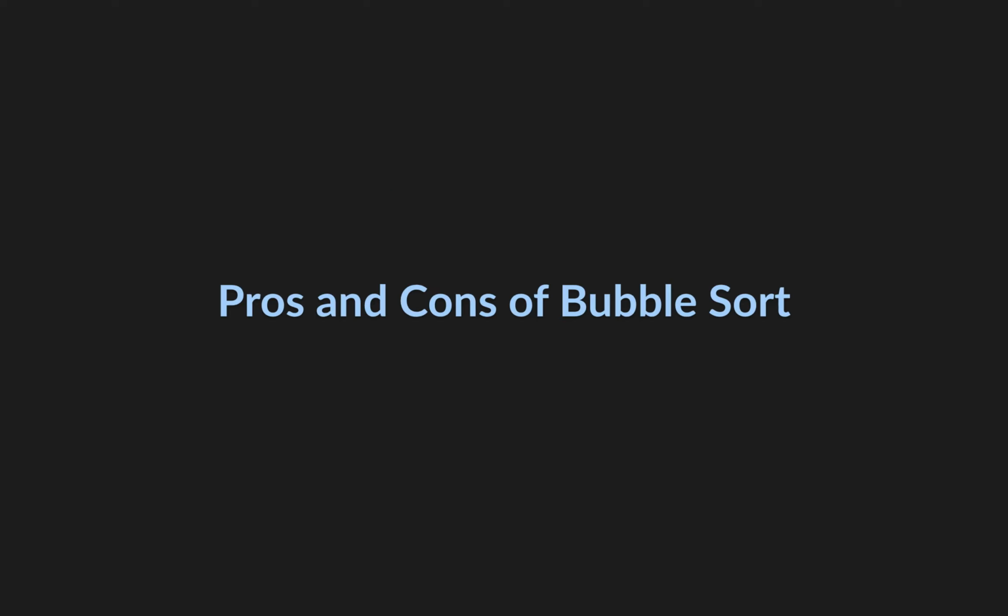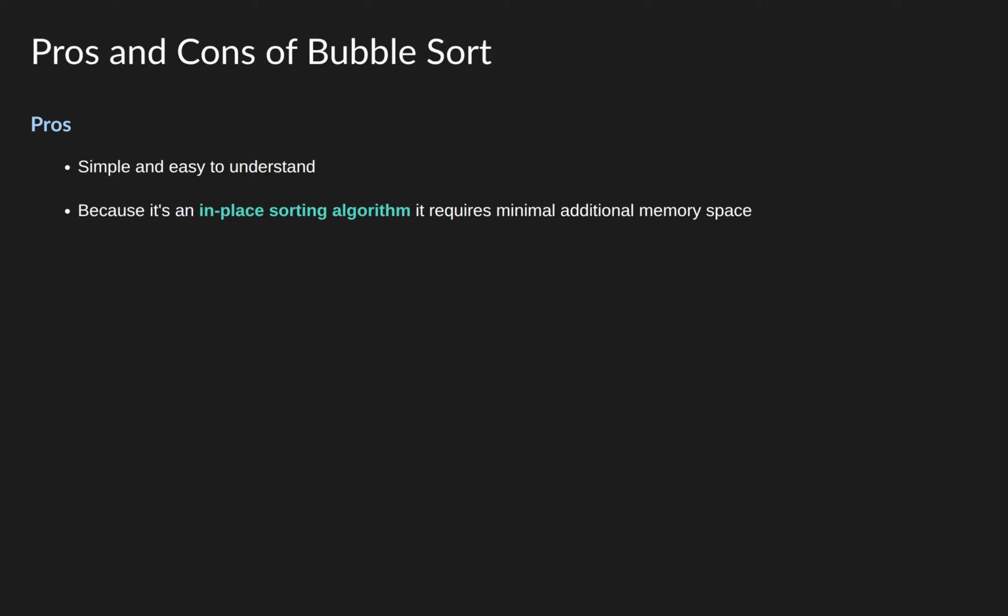Pros and cons of bubble sort. Let's look at the advantages and disadvantages of this sorting algorithm. Advantages. First, it's simple and easy to understand. This means you don't need advanced programming skills to figure out how it works, which makes it great for learning about sorting.